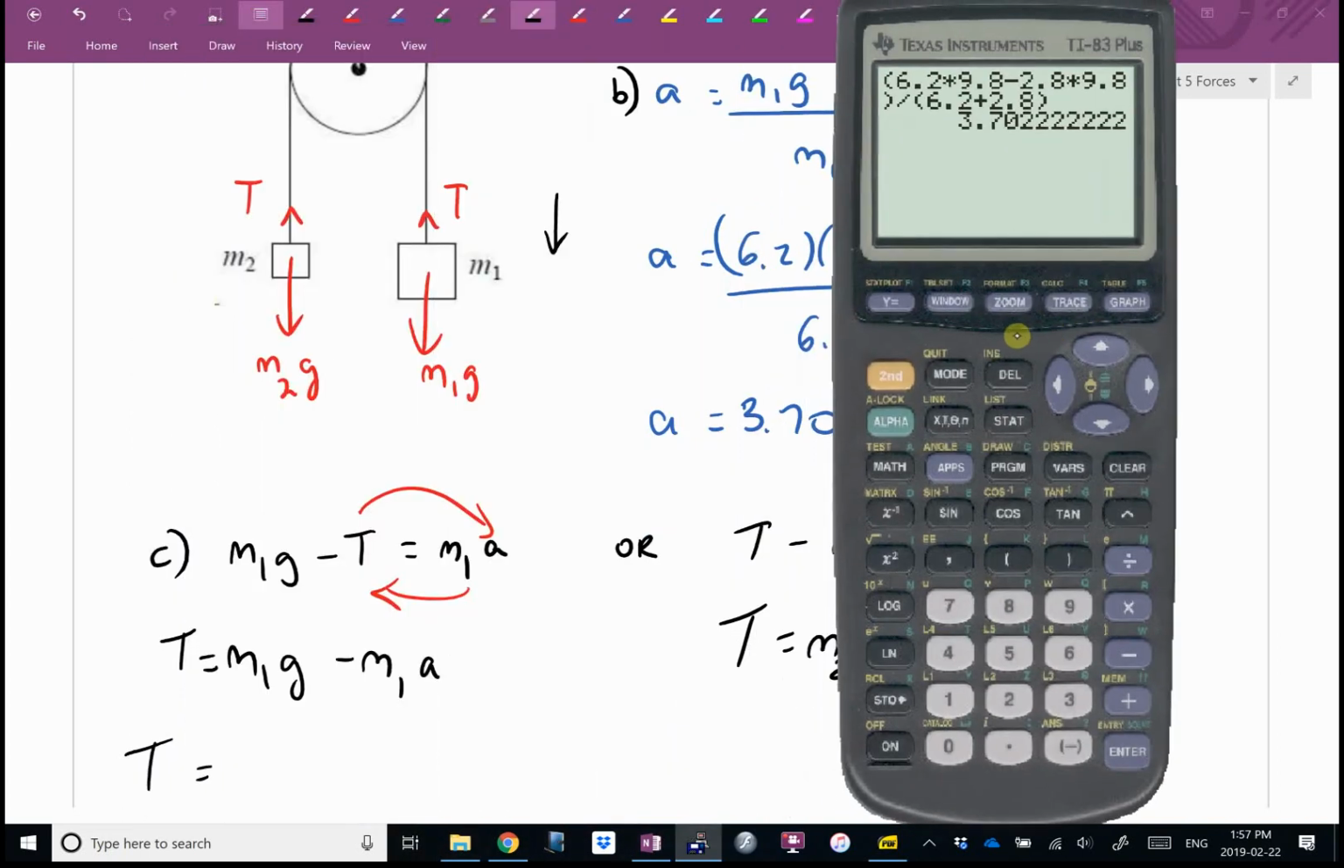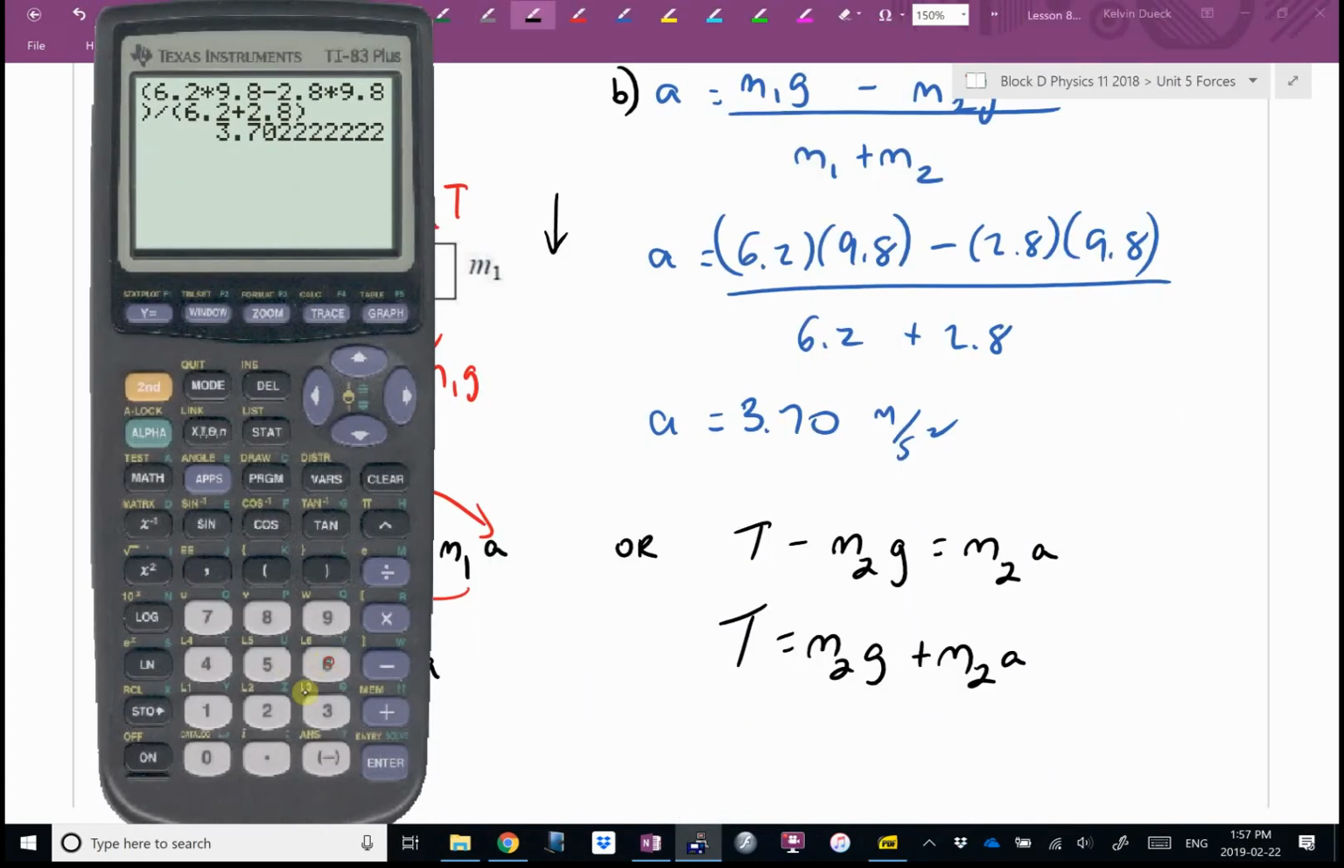Oh, M1 was 6.2? You're right, sorry. So 6.2 times 9.8 minus 6.2 times... answer button. And I got 37.8062 repeating. Did you folks get exactly the same thing using your answer button?